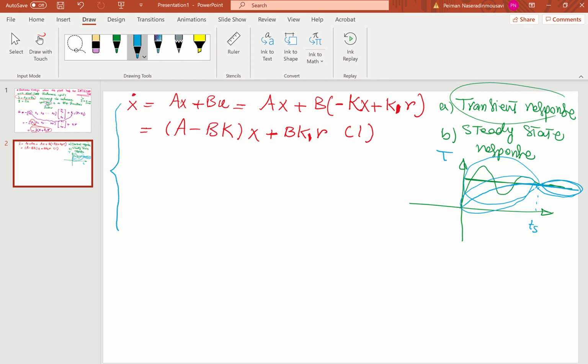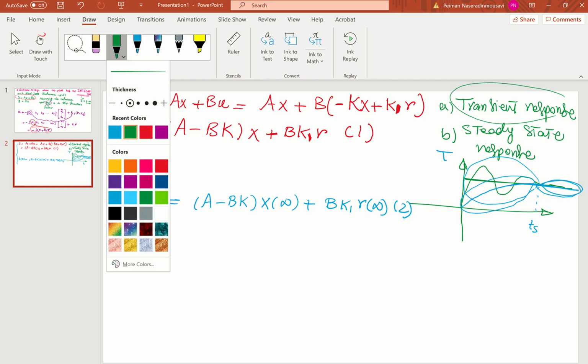So if you want to do that, I want to see what is x dot at time infinity. At time infinity, I'm just putting here. So it's going to be (A minus BK) x at time infinity plus B k1 r at time infinity. I'm naming this equation number 2.